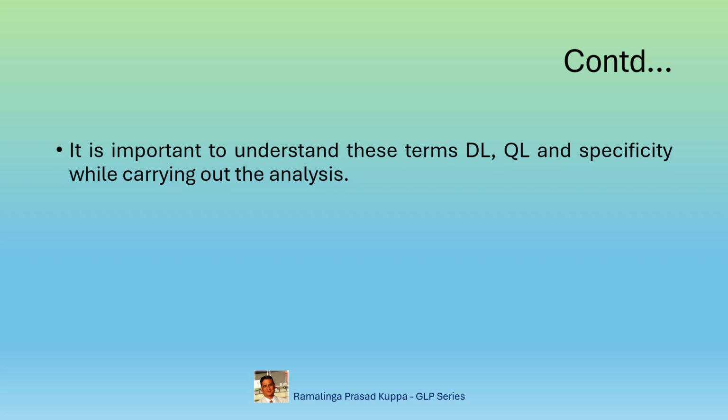It is important to understand these terms DL, QL, and specificity while carrying out the analysis. It is important to have these parameters established as part of analytical method validation in addition to the precision and accuracy parameters that were discussed in part 1.